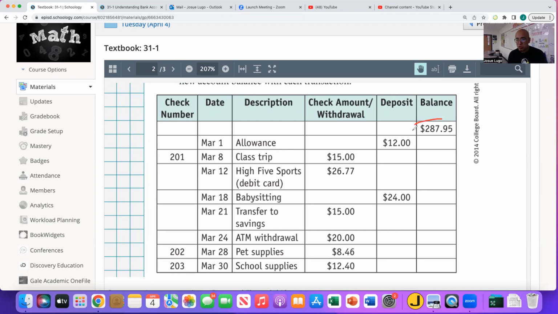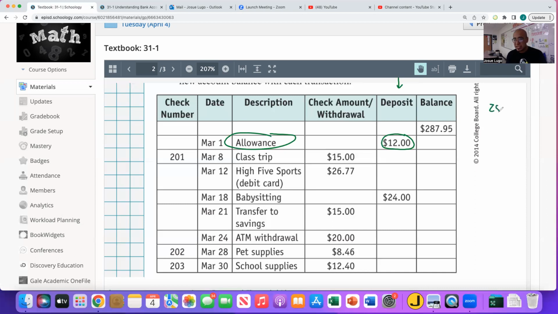So, for example, we start with $287.95, and then what happened on March 1st? Well, there was an allowance. Do you get an allowance? An allowance is your parents give you money, or think of it as getting paid, or you're given money, right? So what's going to happen to your balance? Is balance going to increase? Is it going to go up, or is it going to decrease? Is it going to go down? Well, of course, it's going to go up, because you're going to take that allowance and you are going to deposit. Notice that it is in this column. You're going to deposit that money. Deposit means you're going to put it into the bank. So what's going to happen to your balance? Well, it's going to increase.